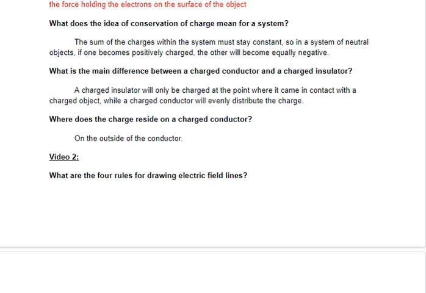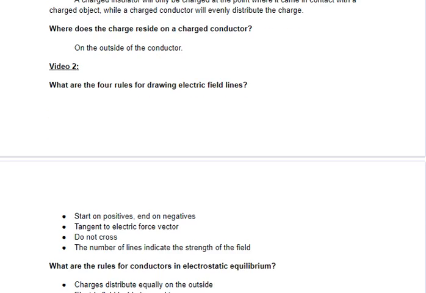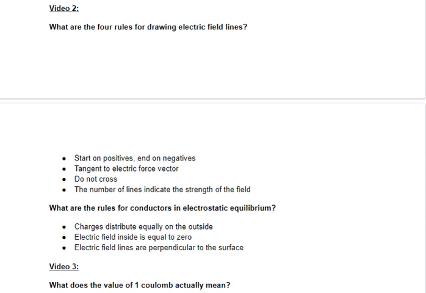Okay, let's move on to video 2. What are the 4 rules for drawing electric field lines? They start on positives and end on negatives. They're tangent to the electric force vector. They don't cross. And the number of lines indicates the strength of the field, or is proportional to that field.